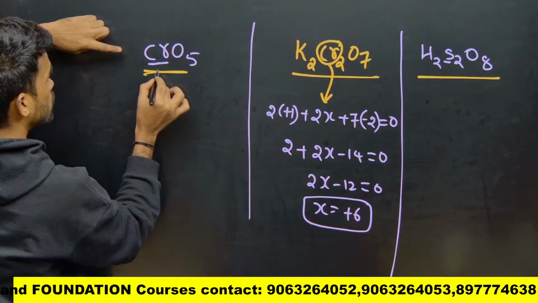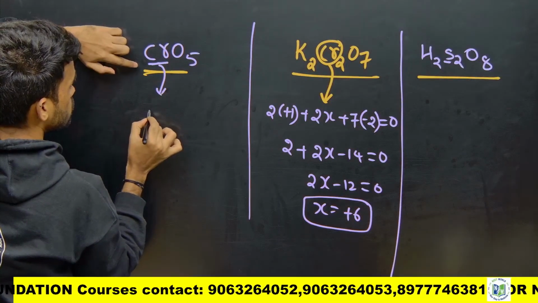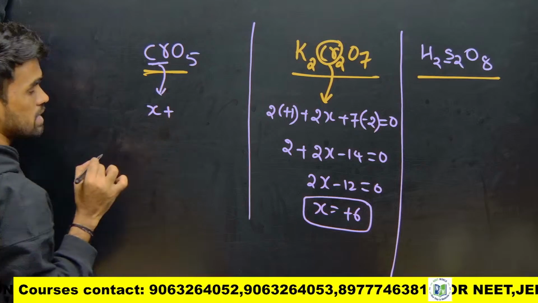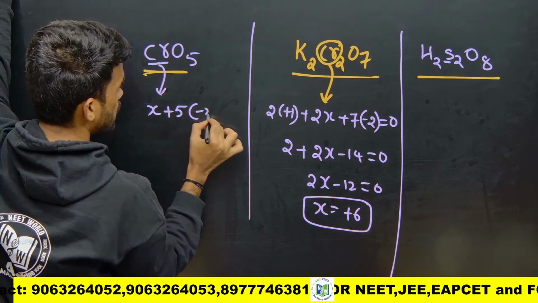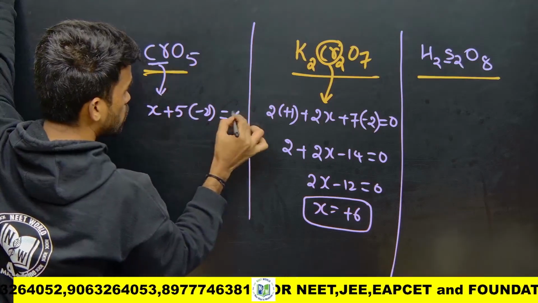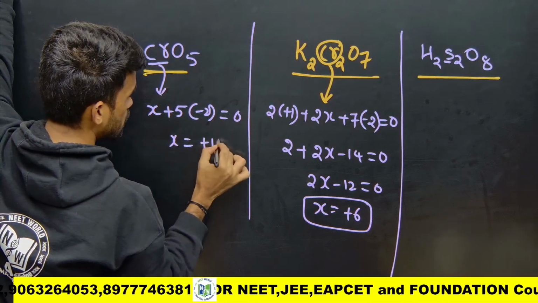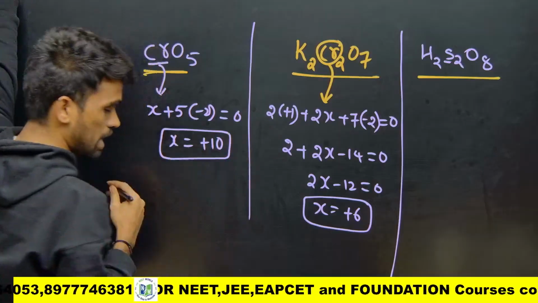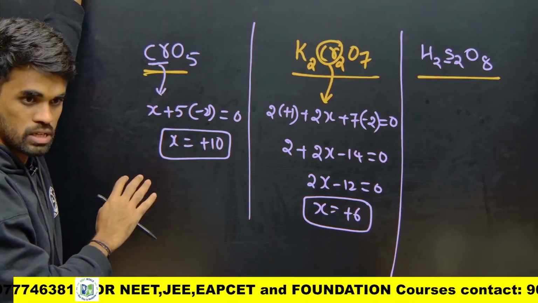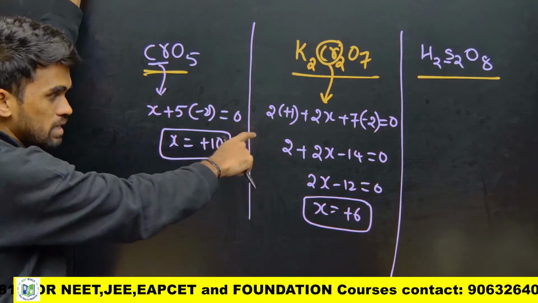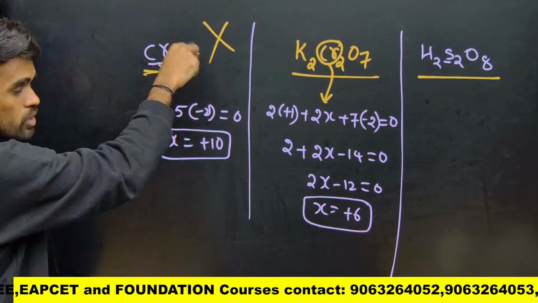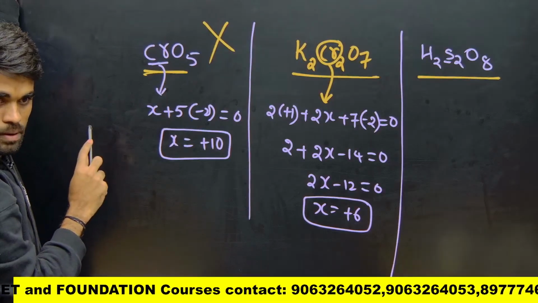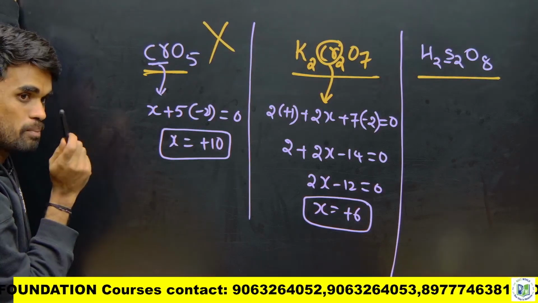So I wanted to find for chromium. Consider the oxidation state of chromium is x, we need to find that value. 5 oxygens are there, 5 into minus 2, and the overall molecule is 0, so x will be plus 10. If you use the general average oxidation state formula like this, your answer will be wrong here. So you can write this and put a wrong mark to this, because you need to know the basic condition here.